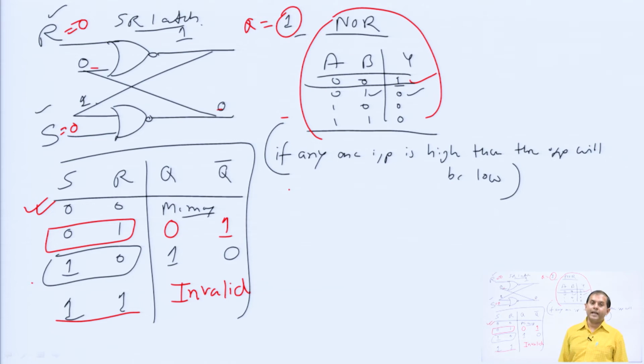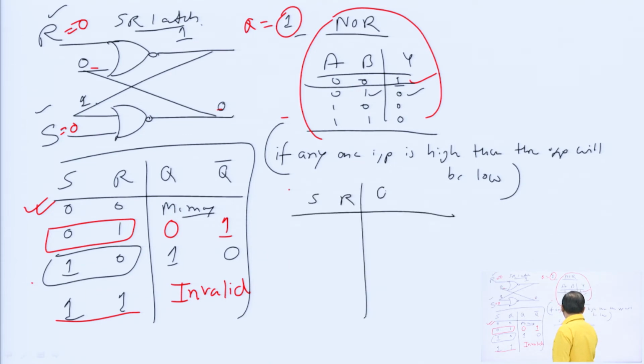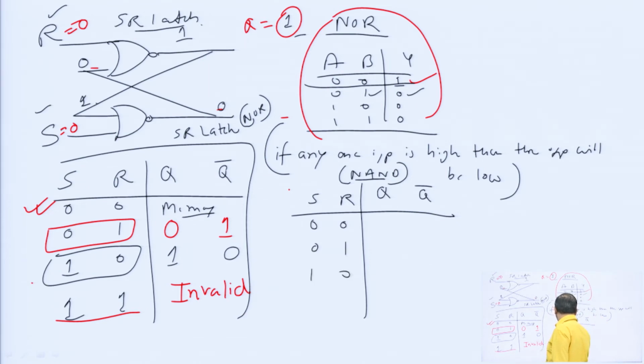Very important: SR latch using NOR gate. If you design using NAND gate, there will be a little bit of difference. I am going to write that. This is the SR latch using NOR gate, and this is the SR latch using NAND gate. Both these truth tables are very important. See 0 0, 0 1, 1 0 and 1 1. In this case, the first will be not valid, then we will have 1 0, 0 1 and memory.